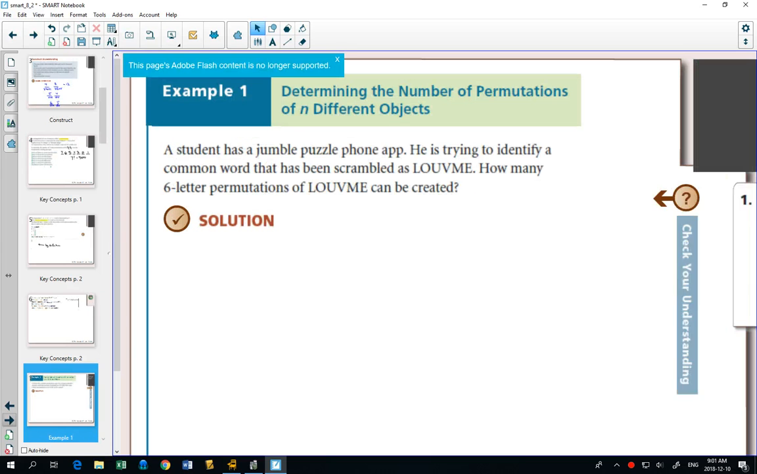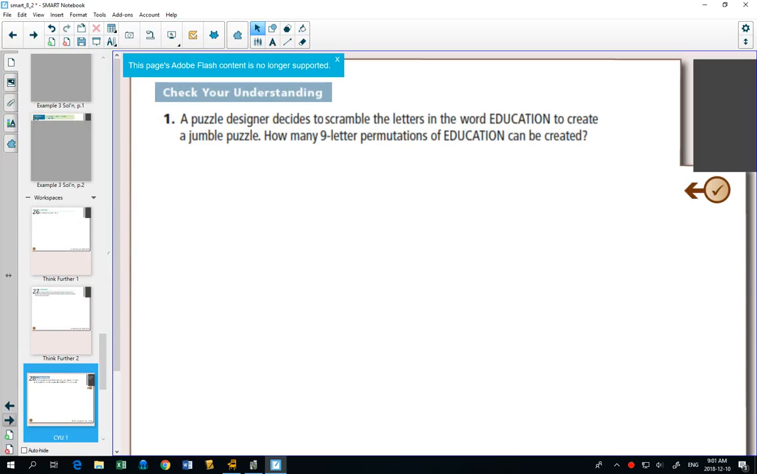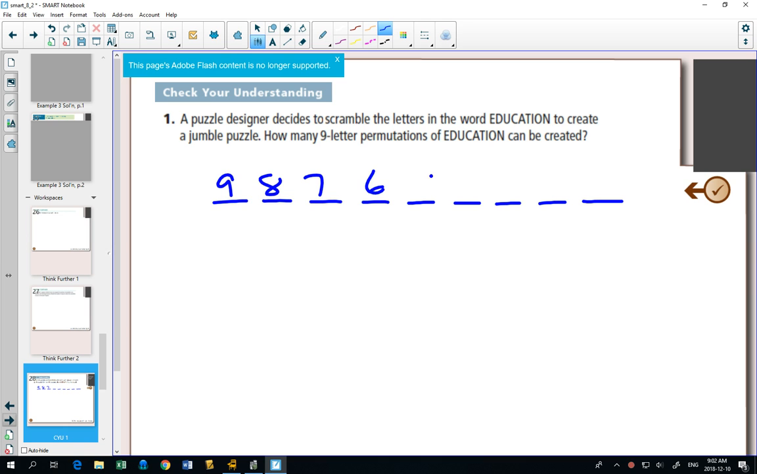All right, here is our first example. A puzzle designer decides to scramble the letters of the word education. So much fun to create a jumble puzzle. How many 9-letter permutations of education could you make? 3, 4, 5, 6, 7, 8, 9. You would have how many choices for your first letter? 9, then 8.